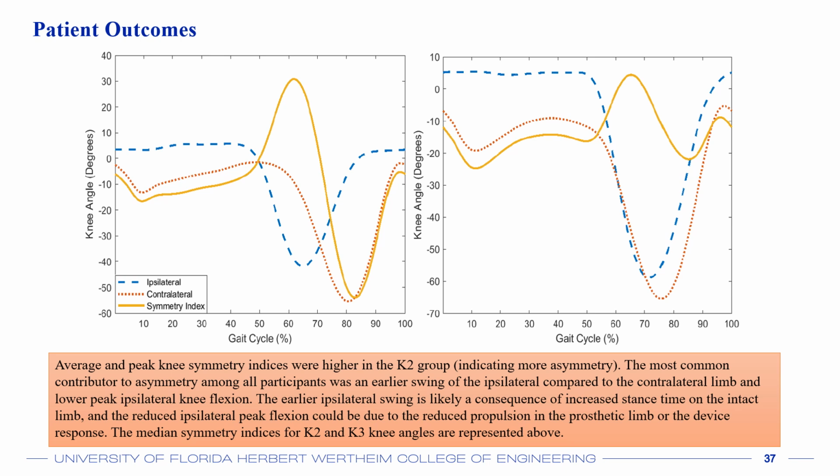This can be observed in the two plots seen here of the knee angle, with the left representing the median K2 symmetry index and the right plot indicating the median K3 index, where the contributors to asymmetry are the same, but more severe for the K2 participant, where you can see visibly the contralateral limb in red follows the ipsilateral by a significant margin, and it also reaches a greater degree of flexion, therefore contributing to a large rise in the symmetry index. This can also be observed for the K3 graph on the right, however, being slightly less severe.